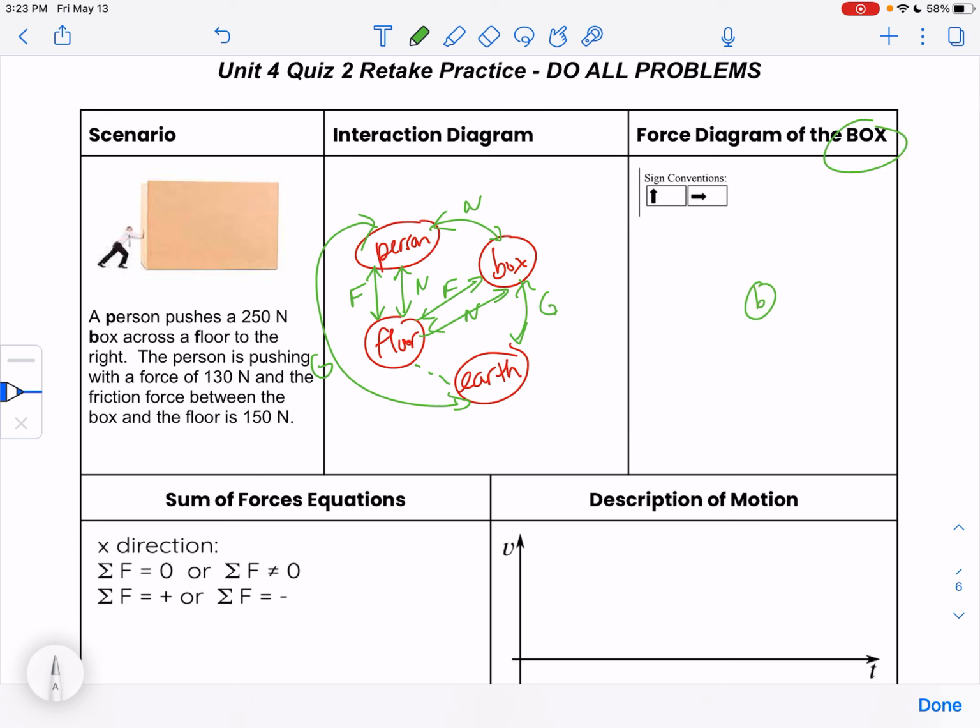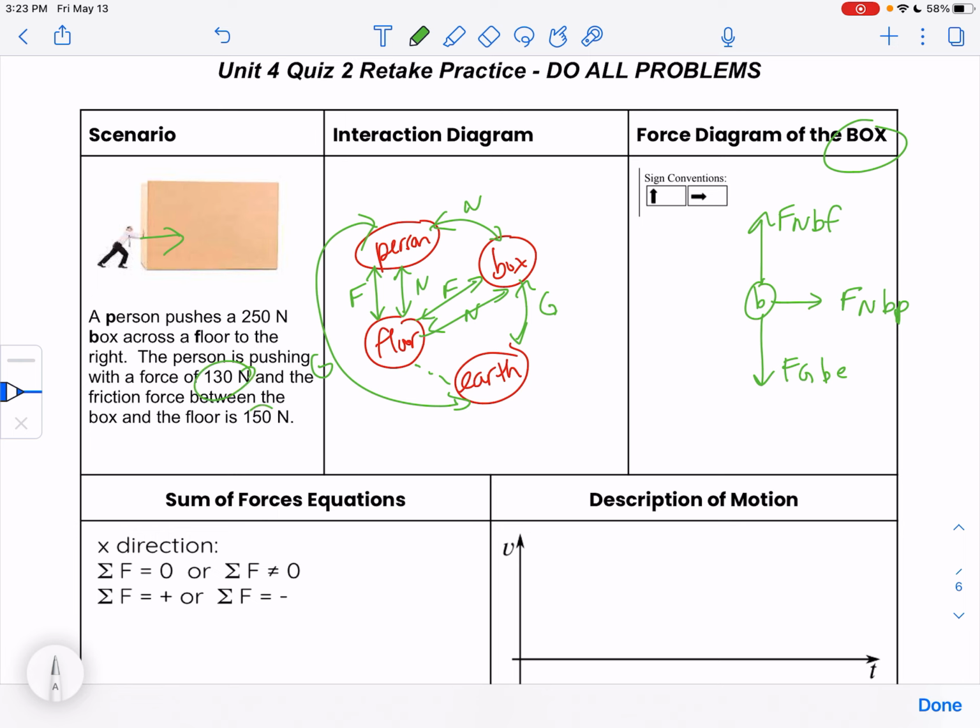All right, so if I look at the way the guy is pushing, the box is feeling his push to the right, so that's going to be force, normal, box, person. Okay, and then the floor is pushing the box upward, so force, normal, box, floor. Okay, the gravity of the earth is pulling the box down, force, gravity, box, earth. Okay, and then there's going to be friction between the box and the floor.